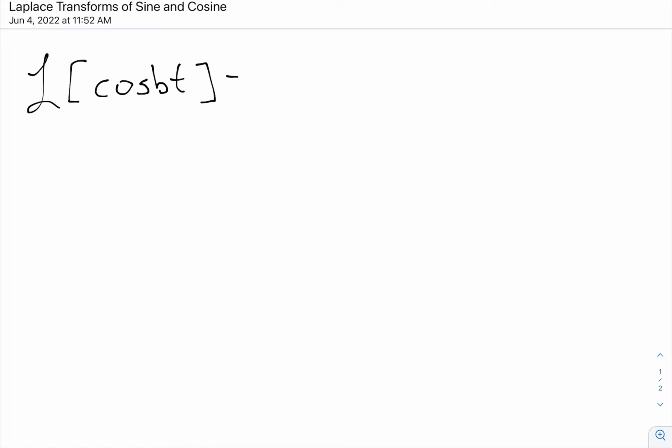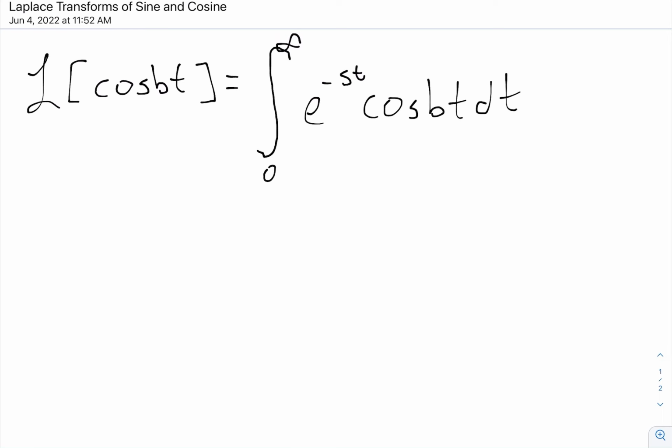Okay, so we remember now that this is just an integral. That's really what the Laplace transform is. It's an integral from 0 to infinity of, well, if we just plug in, e to the negative st, and then we get cosine bt dt. Okay, what we're going to do now is integrate by parts.